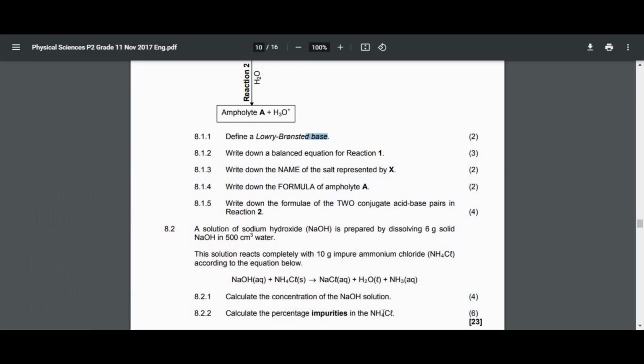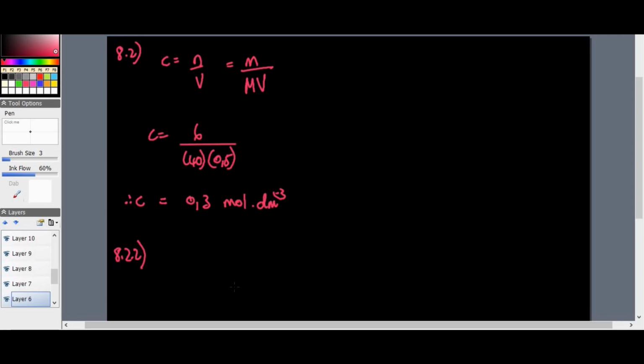Let's try 8.2.2. Calculate the percentage impurities in ammonium chloride. It's a bit of a longer question. Okay, so let's calculate the mole of sodium hydroxide. We calculated the concentration, but the mole will just be 6 divided by 40. So number of moles is equal to mass over molar mass, which is going to equal 6 grams of the sodium hydroxide divided by 40, which is about 0.15 mole. Okay, let me just double check on my facts. Yes, it is 0.15 moles.